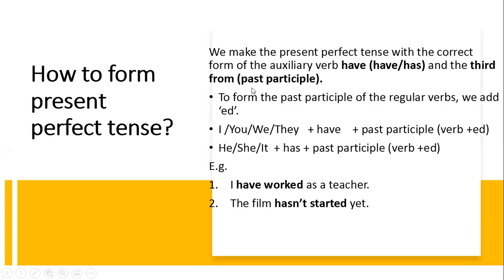So here, basically we use the past participle. To form the past participle of a regular verb, we add -ed to the verb. So for I, you, we, they, here is the formula of the present perfect tense: I, you, we, they, plus have, plus past participle, verb plus -ed. And the second one is he, she, it, plus has, plus past participle, verb plus -ed.